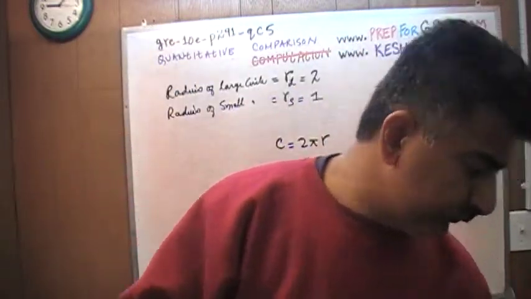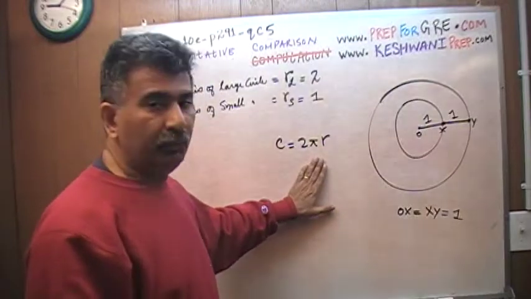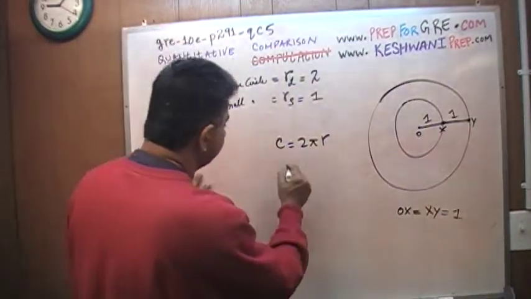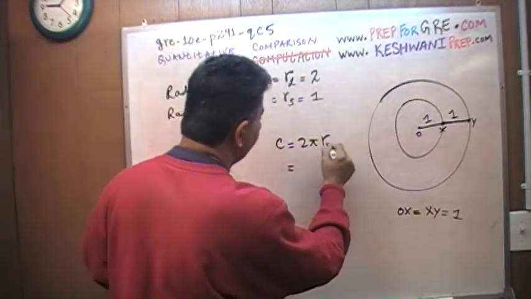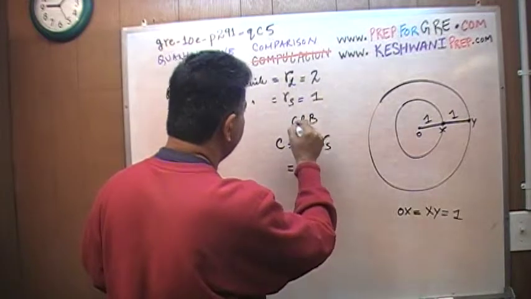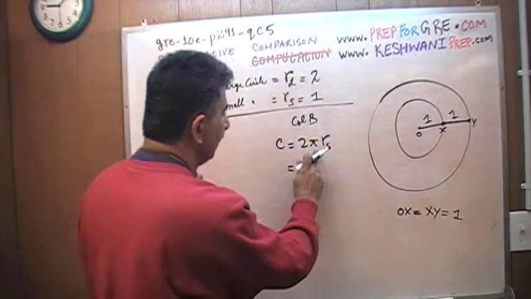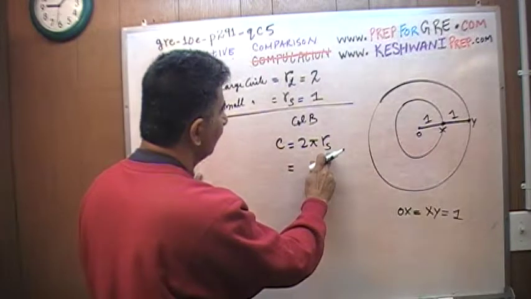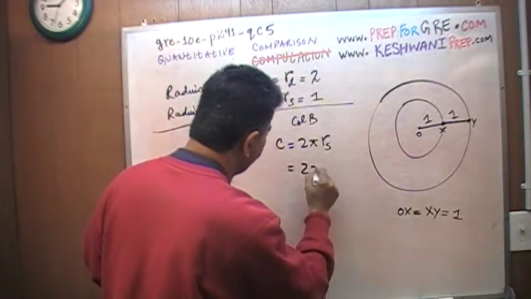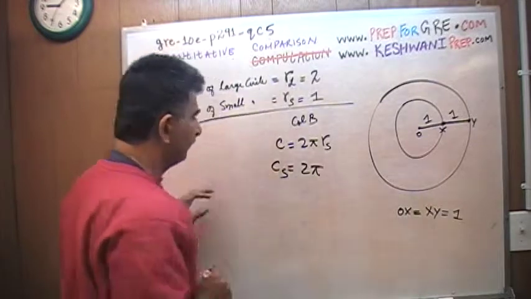So circumference is 2 pi r. 2, and this is the small circle I'm doing here. I'm doing column B. 2 times pi times radius of the small circle, which is 1. So it's basically 2 pi. Circumference of the small circle is just 2 pi.